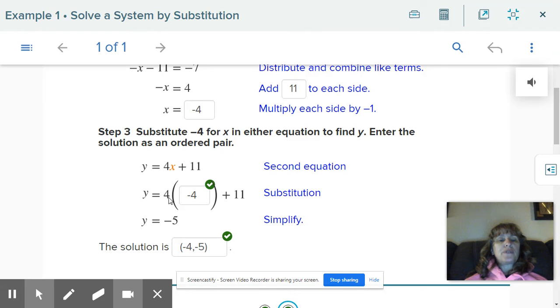And y equals 4 times negative 4, which is negative 16. Negative 16 plus 11 is negative 5. So your ordered pair is negative 4 and negative 5.